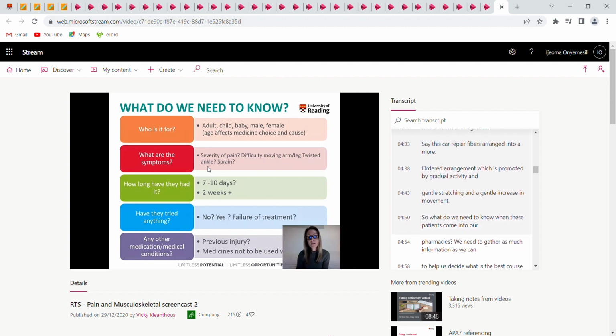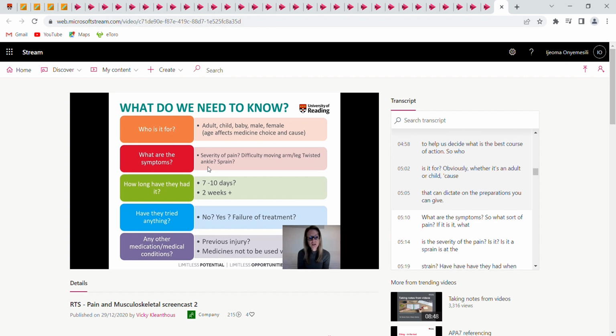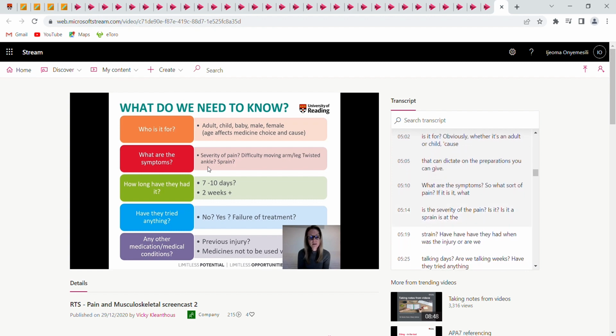So what do we need to know? When these patients come into our pharmacies, we need to gather as much information as we can to help us decide what is the best course of action. So who is it for? Obviously whether it's an adult or child, because that can dictate the preparations you can give. What are the symptoms? So what sort of pain is it? What is the severity of the pain?